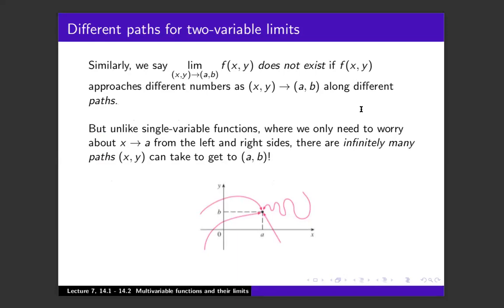Now, the same principle applies to two variable functions. In particular, this limit does not exist if f(x,y) approaches different numbers as (x,y) goes to the point (a,b) along different paths. Now, here's the issue with this. In single variable calculus, you really only have to worry about two directions. Namely, you could be approaching your limiting point from either the left side or from the right side. But that's not going to happen for two variable functions. For two variable functions, there are infinitely many paths that you can take to get to (a,b), which is weird, but that's what happens.